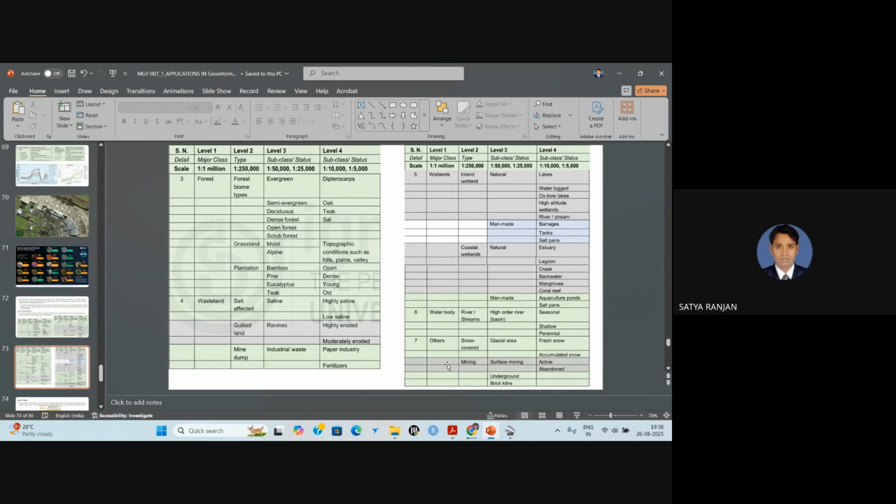So these are the levels, 1 to 4 levels of classification for each category, like forest, wetland, water bodies. In the forest, like forest biome, then evergreen forest, dense forest, then at 1 is to 10,000 oak, teak, or which type of species is there. This type of classification is based on the availability of satellite image resolutions.